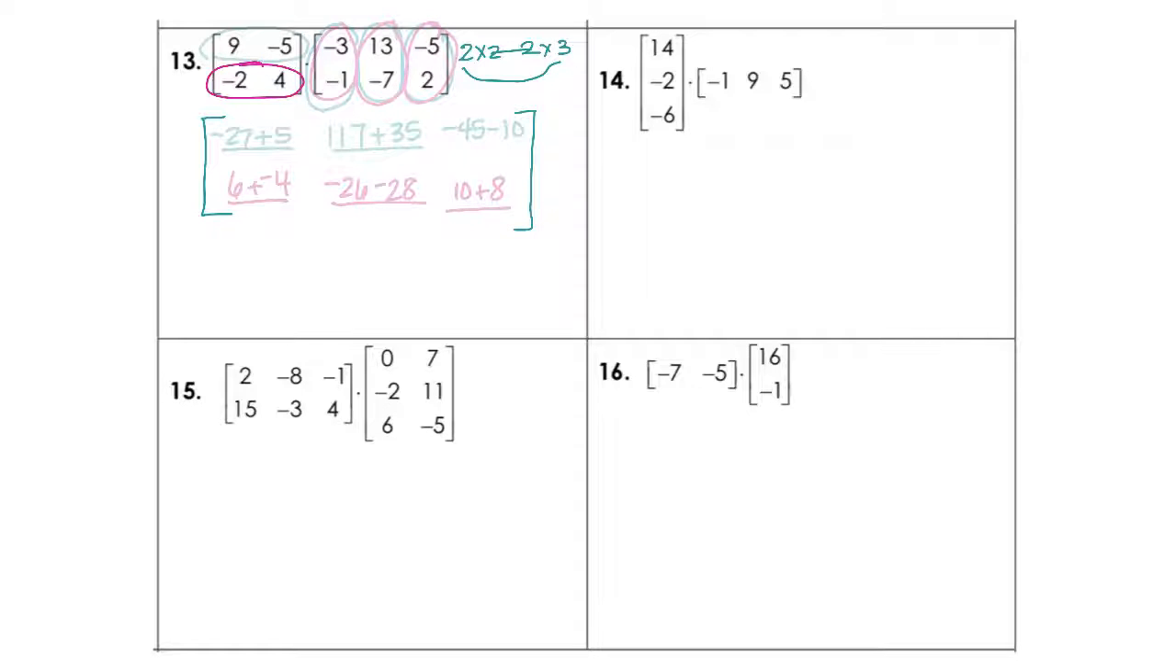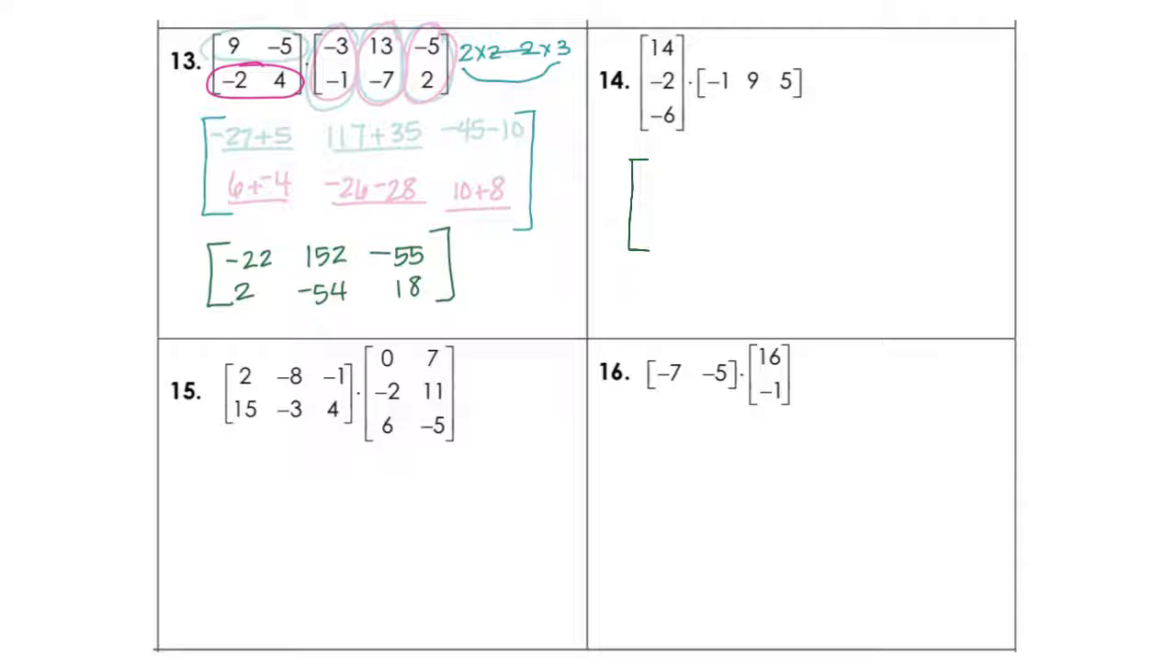Now we're ready to combine all these values, and we should end up with negative 22, 152, negative 55, and our next row we should have 2, negative 54, and 18. All right, number 14, if we check our dimensions, we will see that we can multiply these. So let's go ahead and jump to our answer. Looks like our answer is going to be a 3 by 3.